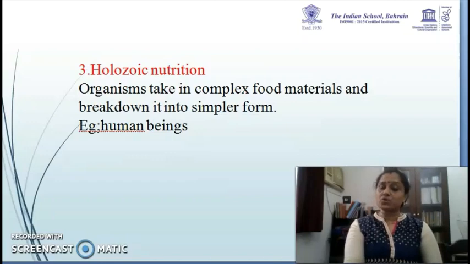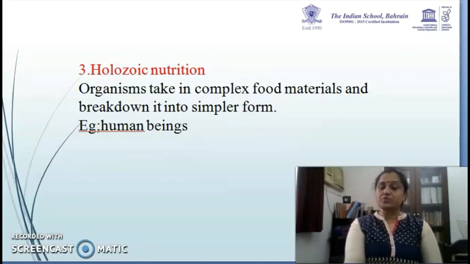If we compare autotrophic nutrition with heterotrophic nutrition, there are some differences between these two. In the case of autotrophic nutrition, the organisms can prepare their own food. But what about heterotrophic nutrition? The organisms cannot prepare their own food. And in autotrophic nutrition, simple inorganic materials are used to make complex forms of food materials. But in heterotrophic nutrition, complex food materials are converted into simpler ones.